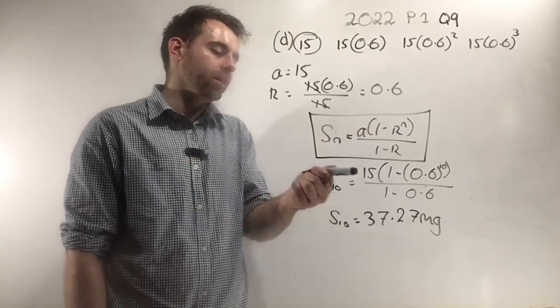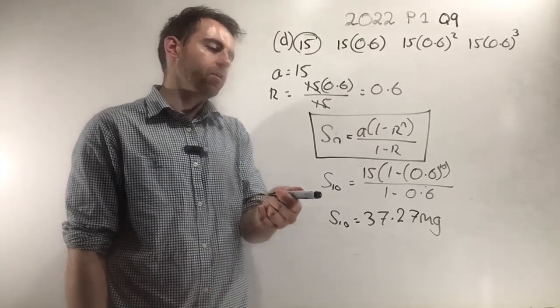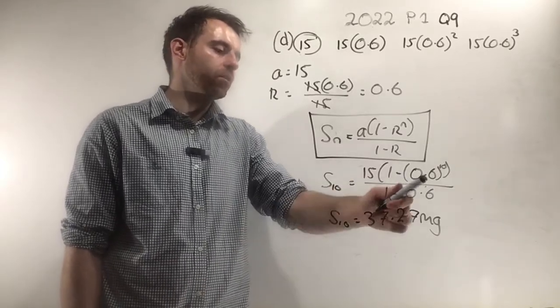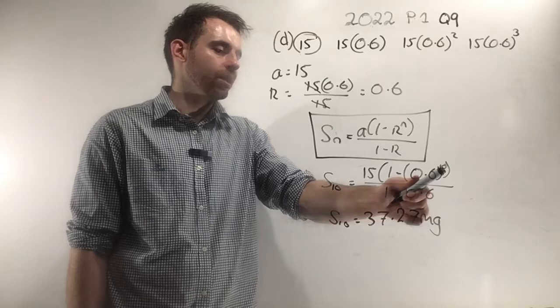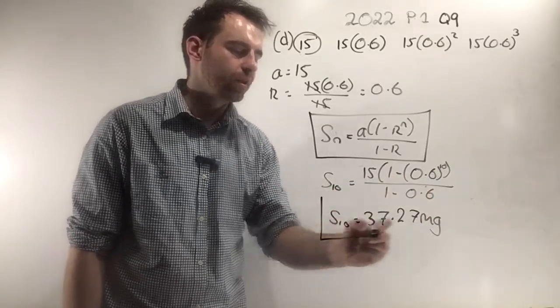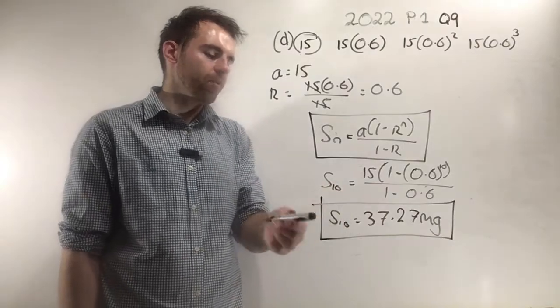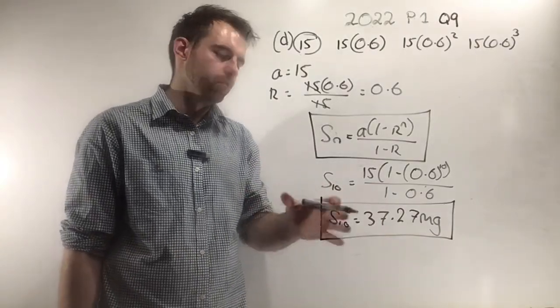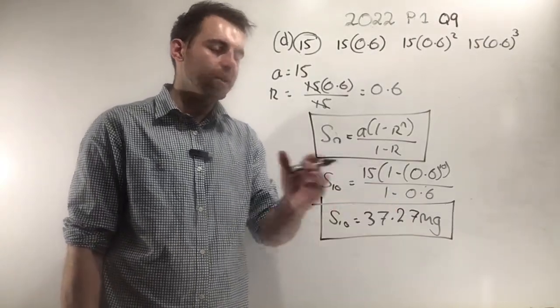So then all I did was I want to get S10, so I sub in 15 for A, I sub in 0.6 for R, and I sub in 10 for N. When you plug all that into your calculator, you work out that after 10 doses, the amount of medicinal drug in his blood is 37.27 milligrams.